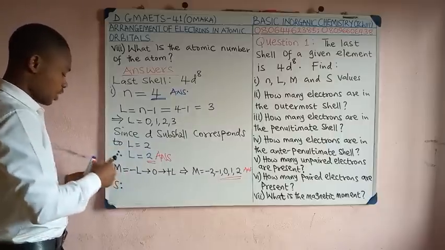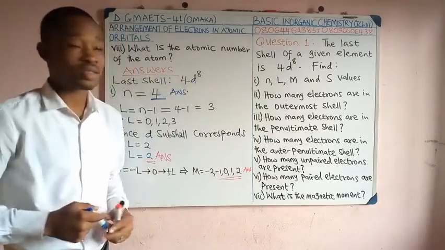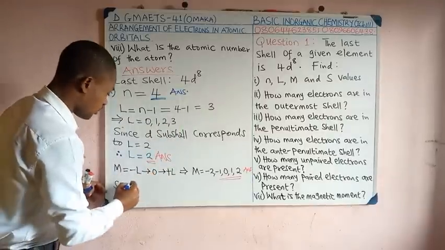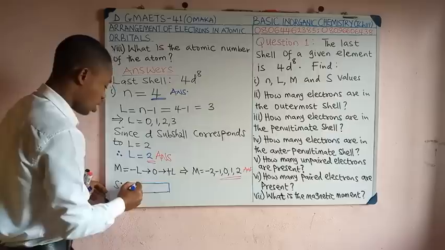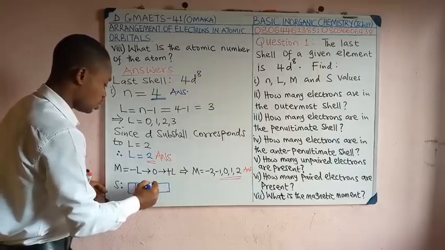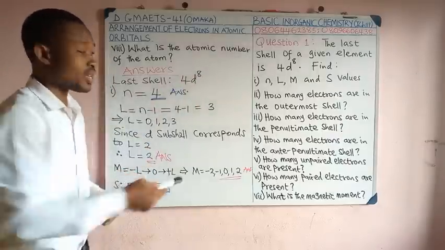For us to obtain the spin quantum number, we are going to draw the orbital of this last shell. Is that okay? The orbital of the last shell is given as this. Remember, d has 5 degenerate orbitals, so 1, 2, 3, 4, and 5. How many electrons do we have there? We've got 8 electrons there.